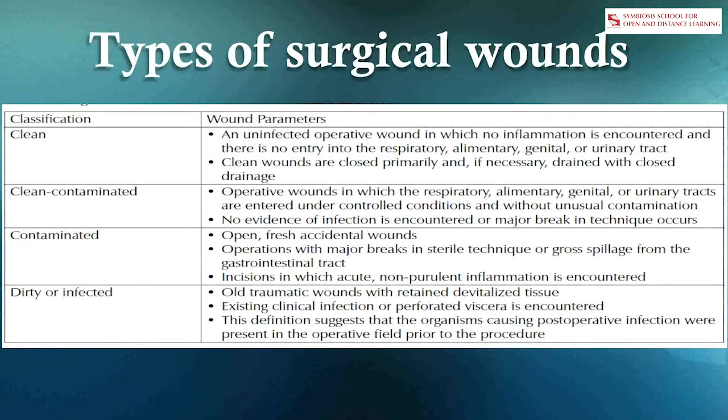So a clean wound is an uninfected operative wound in which no inflammation is encountered and there is no entry into the respiratory, alimentary, genital and urine tract. Clean wounds are closed primarily, and if necessary drained and closed with a closed drainage. And clean contaminated are operative wounds in which the respiratory, alimentary, genital or urine tract are entered under controlled conditions and without unusual contamination.